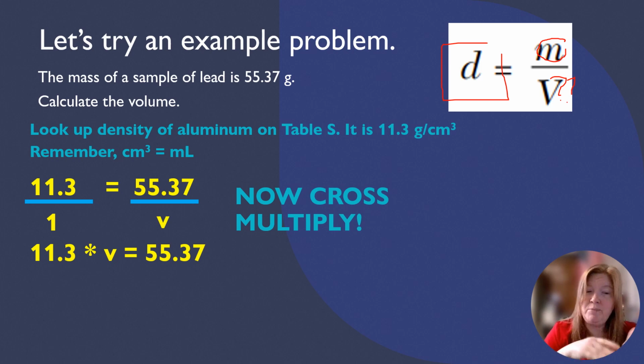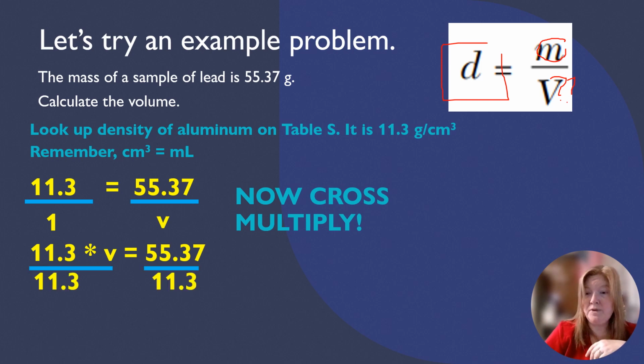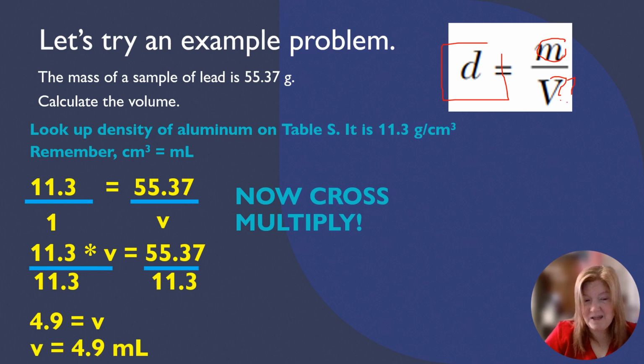This time my answer isn't just ready, right? I have 11.3 times V, but I want V by itself because that's the variable I'm solving for. How do I get V by itself? I need to divide both sides by 11.3. Now I plug that into the calculator and I get 4.9, and that's V, but I need units, so that is milliliters.